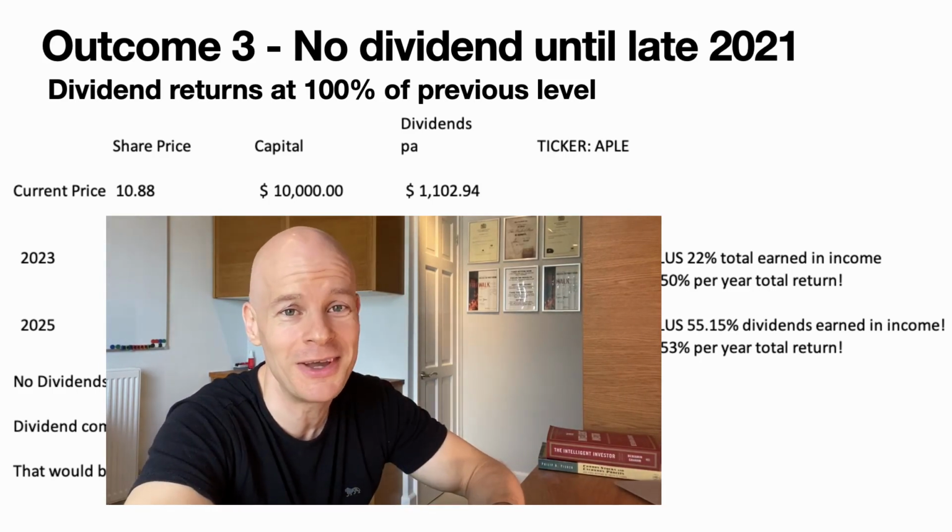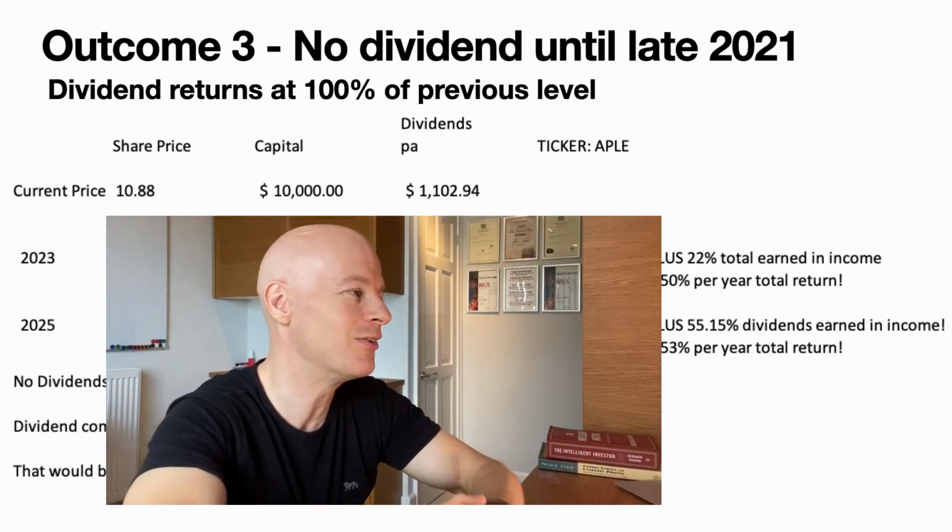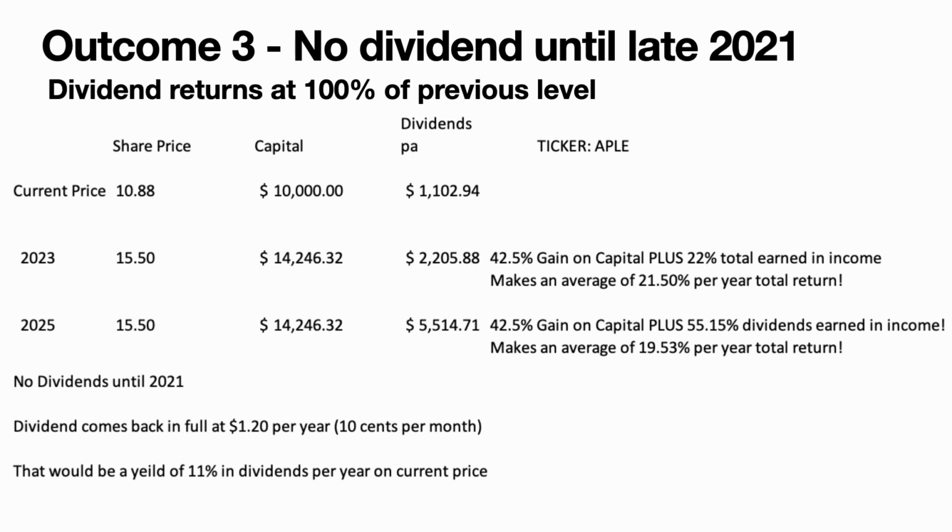I'm not a financial advisor. You need to take your own financial advice and do your own due diligence and all that jazz. If it does come back to this level, you're looking at a 42% gain on capital plus 22% total earned in income up to 2023, which makes an average of 21.5% per year total return.